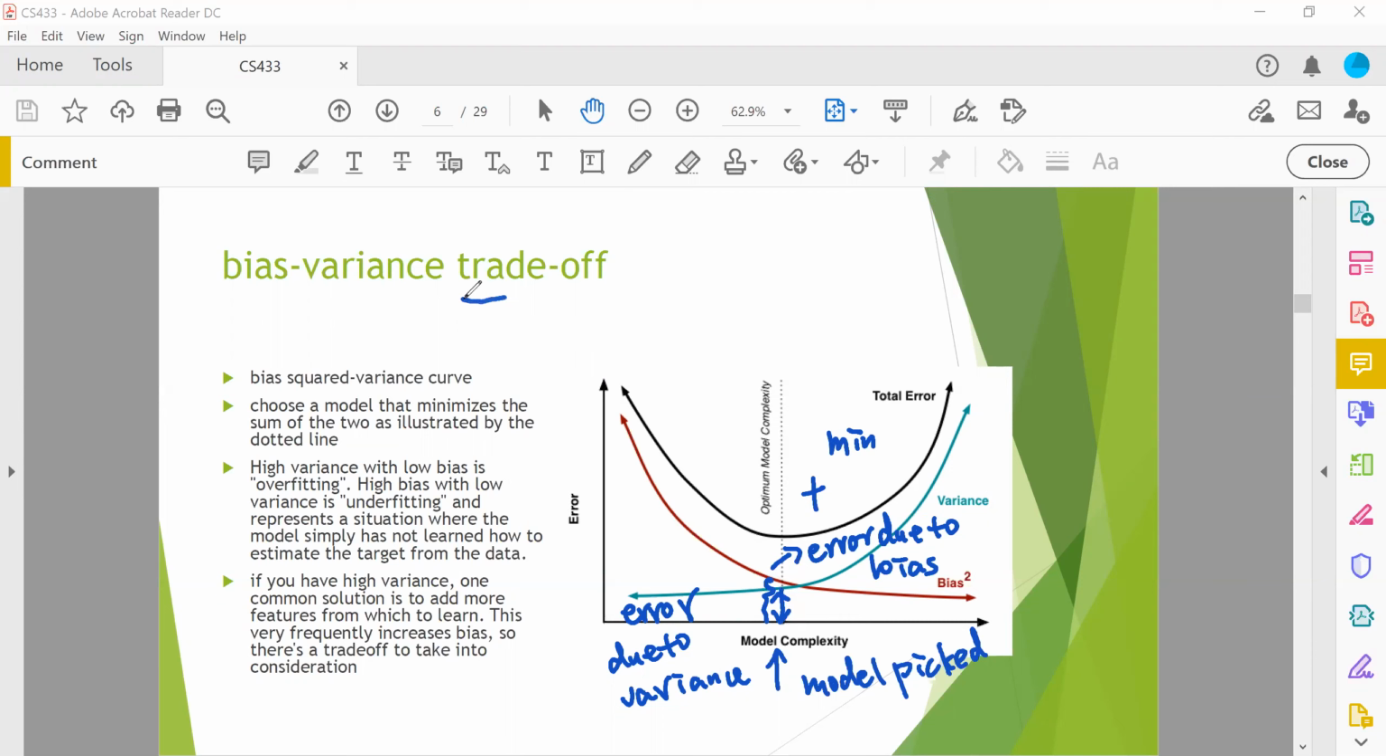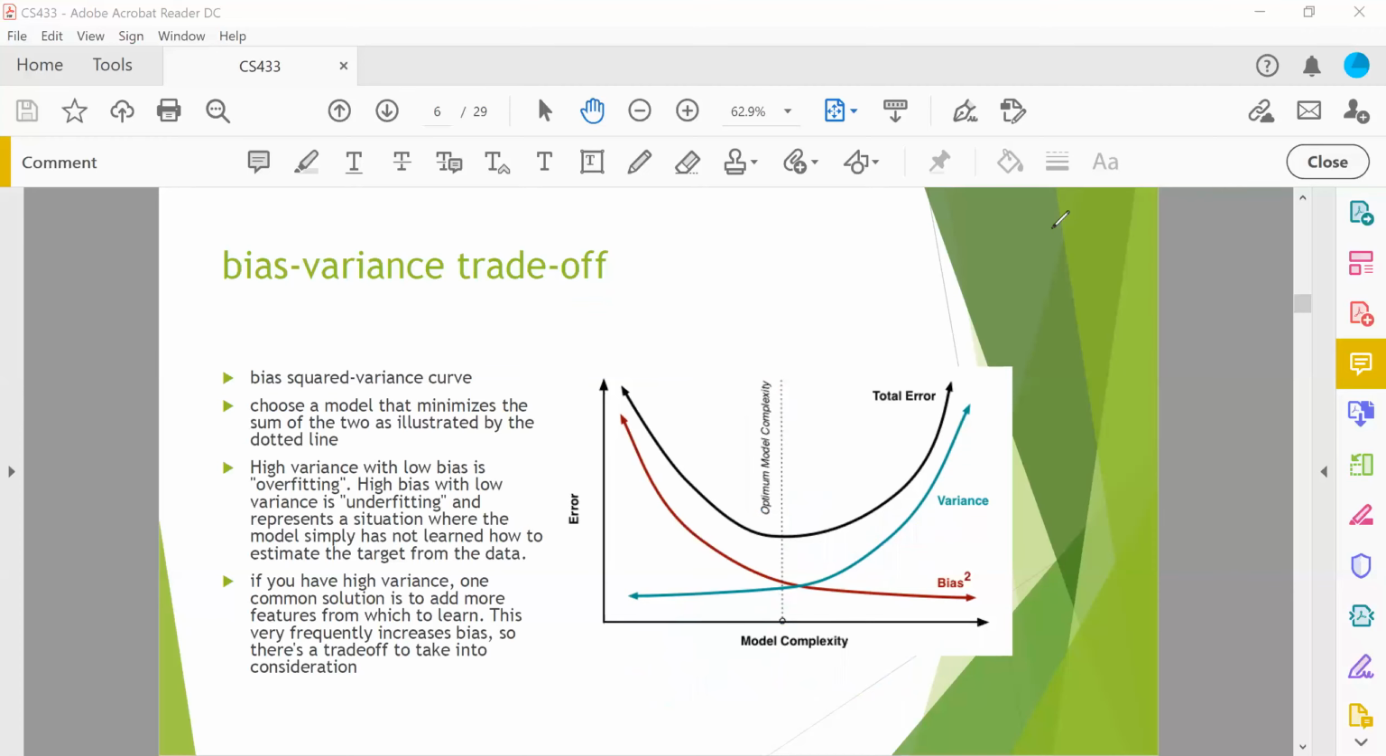So that's what we call the trade-off. We are going to find the optimum model complexity. You don't want your model too simple, and also you don't want your model too complex. You need to find a bargain point that will minimize the summation of the error contributed from bias and from variance. That's our goal. So this we call the bias and variance trade-off.